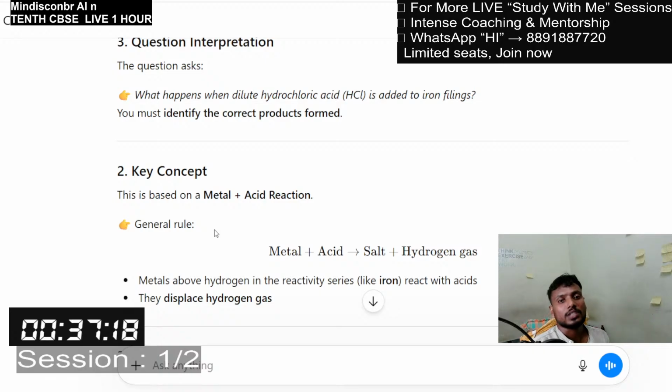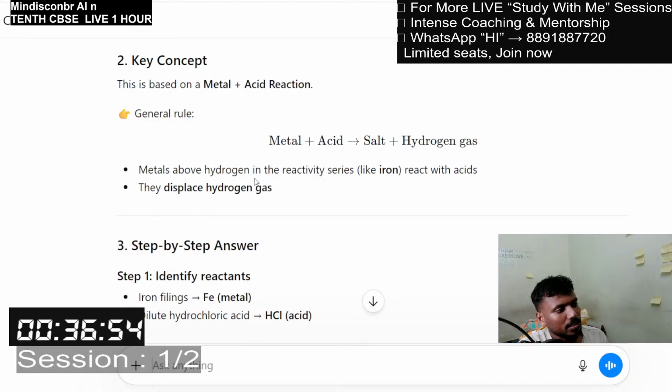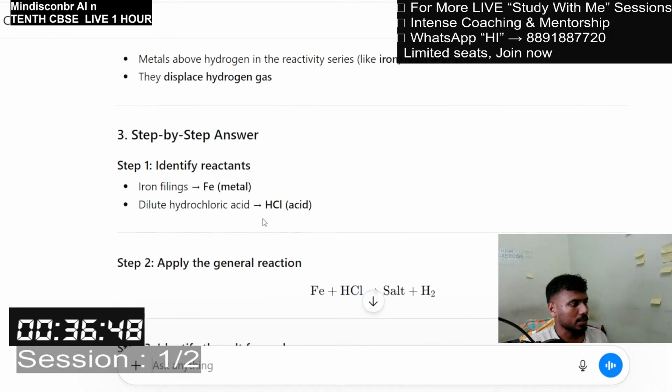Also, salt is formed. In this question, hydrogen gas is formed. In the given options, only one option shows hydrogen gas: hydrogen gas and iron chloride are produced, option A. So option A will be the right answer. Metal plus acid gives salt plus hydrogen gas. Metals above hydrogen in the reactivity series, like iron, react with acids. They displace hydrogen gas. Step by step answer.